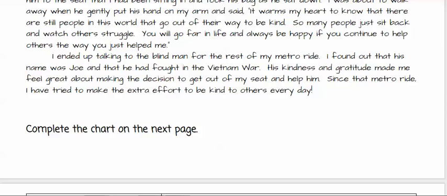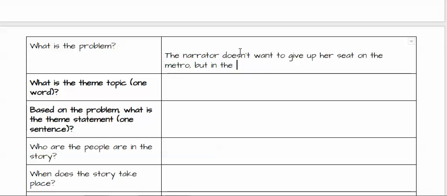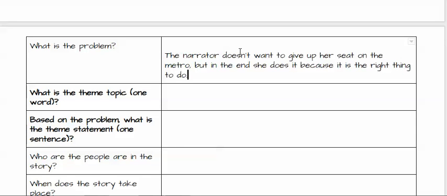All right, so let's complete this chart. What is the problem in this story? Well, the problem is the narrator doesn't want to give up her seat on the metro, but in the end, she does it because it is the right thing to do. If you need to stop to copy that, go ahead and do that. I'll be right here when you come back.